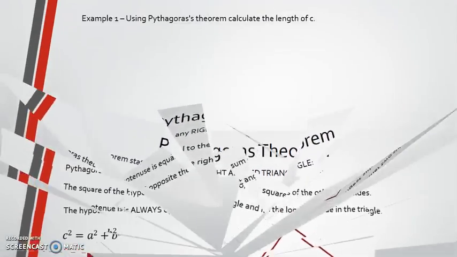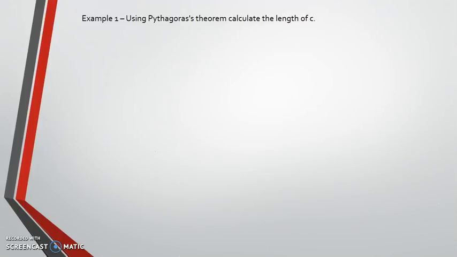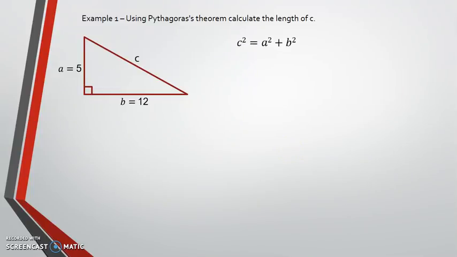Okay, let's have a look at some examples. Use Pythagoras' theorem to calculate the length of C. So the rule states C squared equals A squared plus B squared. A is 5 and B is 12. So C squared equals 5 squared plus 12 squared. C squared equals 5 times 5, which is 25, and 12 times 12 is 144. So C squared equals 169.